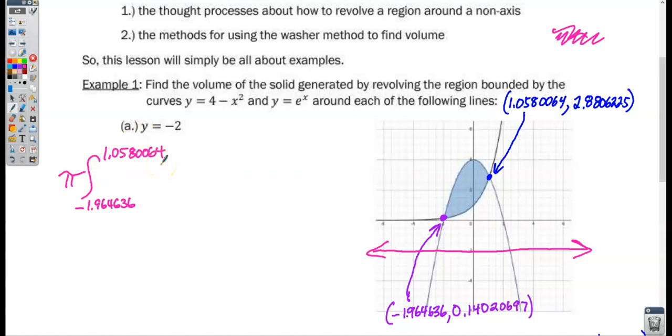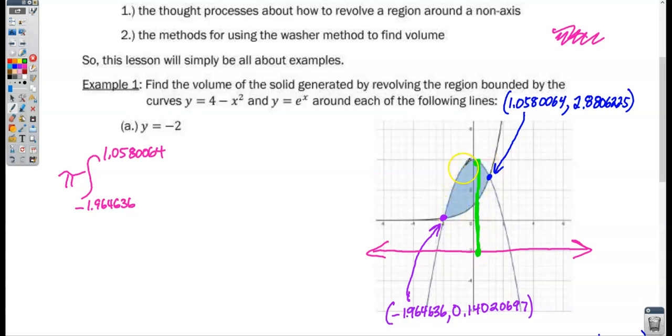And then I need two things, since this is a washer-based solid. I need the outer radius and the inner radius. The outer radius is going to be the distance from this parabola down to the axis of rotation. Now, whenever we're finding the distance between two things along a line, all we're going to do is take the bigger one minus the smaller one.